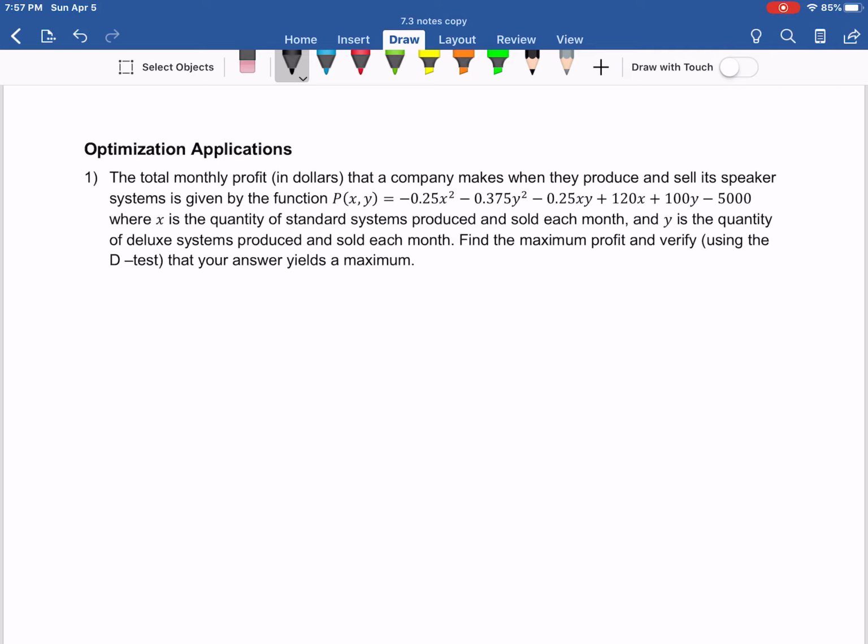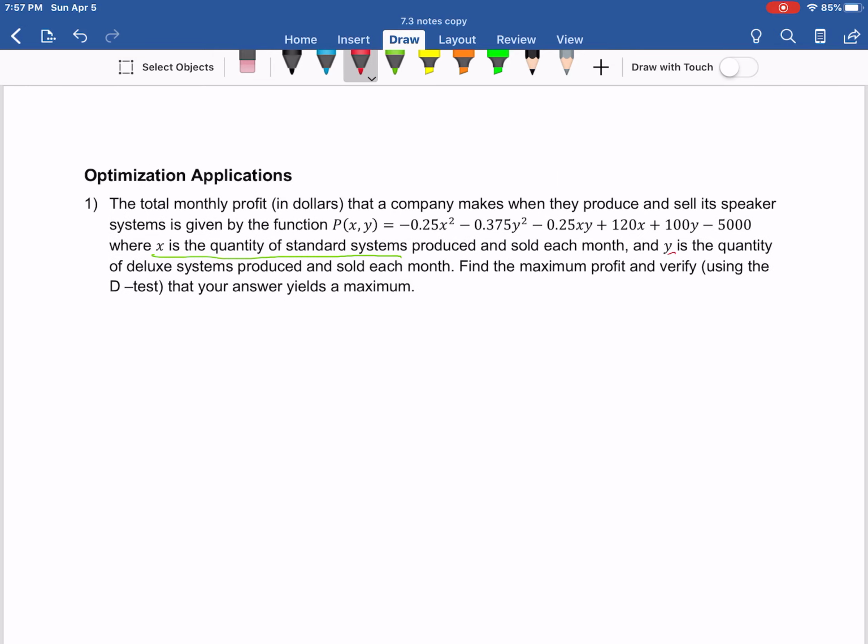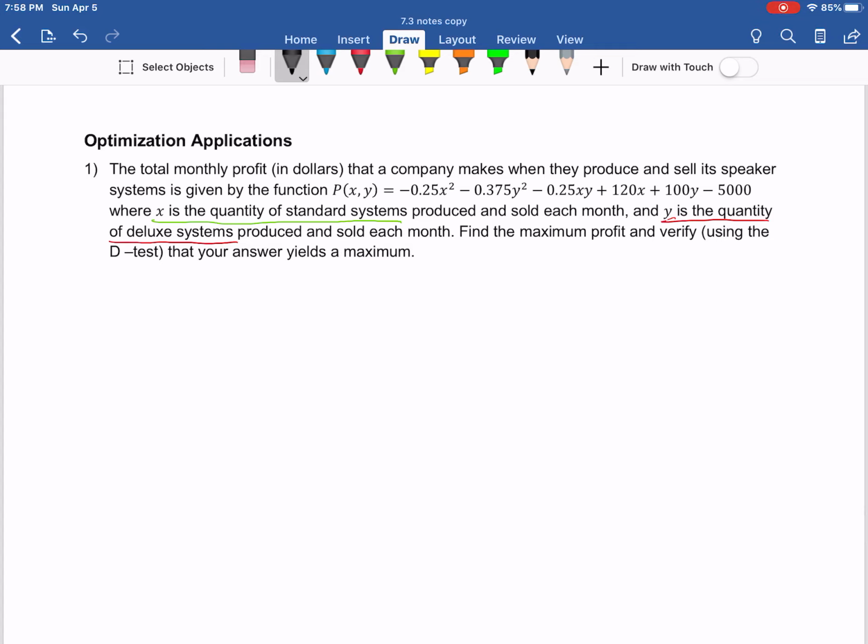X is the quantity of standard systems. I'm going to underline that. X is the quantity of standard systems produced and sold each month. Y is the quantity of deluxe systems that are produced and sold each month. So we need to understand the difference between X and Y. Find the maximum profit and verify using the D-test that your answer gives you a maximum.